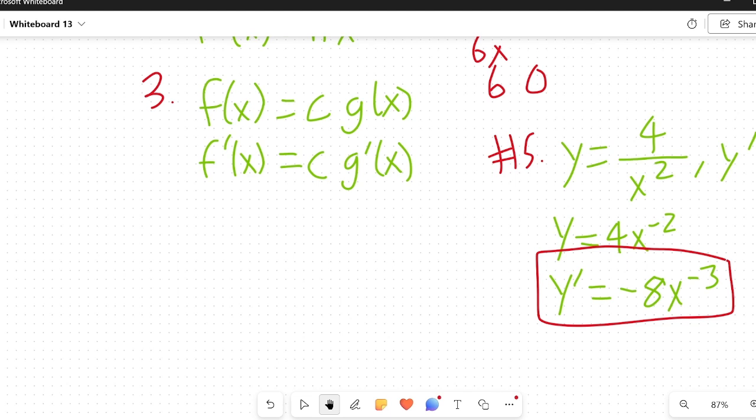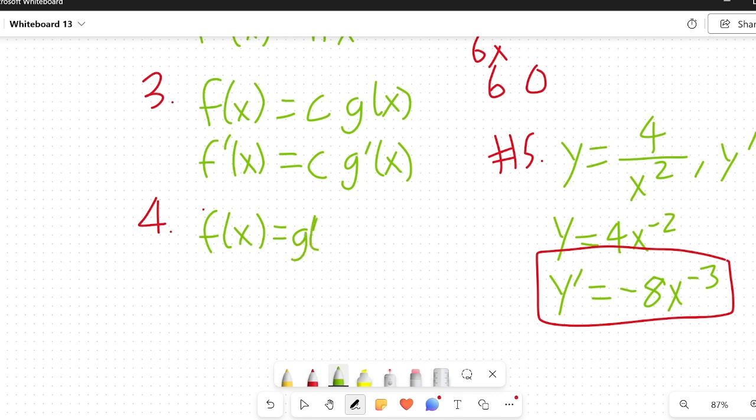Now let's go on to the sum and difference rules. These will be rule number 4 for derivatives. Why did I write this in red? If f of x equals g of x plus h of x, then f prime of x is going to be equal to g prime of x plus h prime of x.